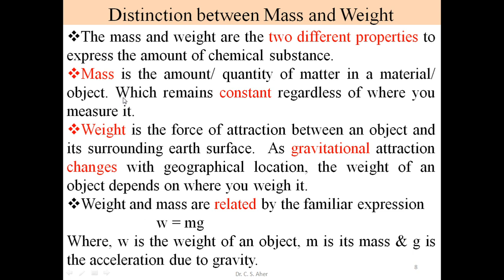Again, what is the relation between these two, mass and weight? This relation is expressed as W is equal to mg. W is the weight of an object, m is the mass of that object, and g is the acceleration due to gravity at that position. So W is equal to m into g. Here m is a constant term. If g is changed, W is changed. This g varies due to geographical location. The weight of an object or matter changes, but mass is a constant, wherever you measure it.